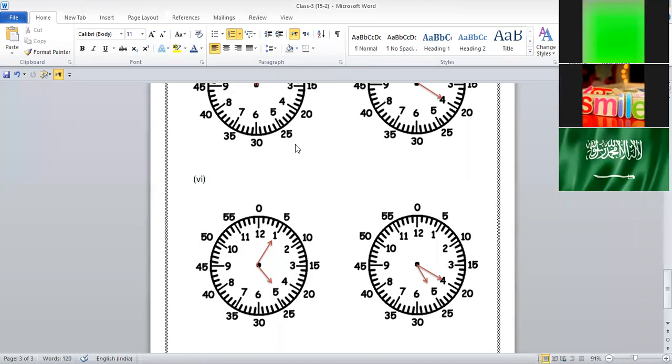Sir, if the short hand is in between, like 4 and 5, what will the time be? Look, for the time you have to look at both hands, not only the short hand and not only the long hand. The short hand tells you the hours and the long hand tells you the minutes. If the long hand is at 6, then the short hand must be exactly between two numbers, as you said, 3 and 4. So that will be 3:30. Okay, thank you, sir.